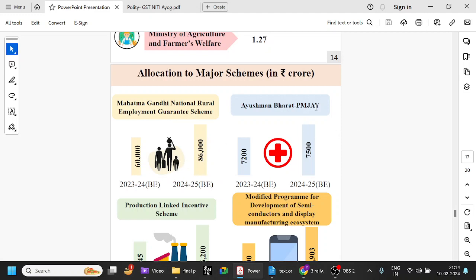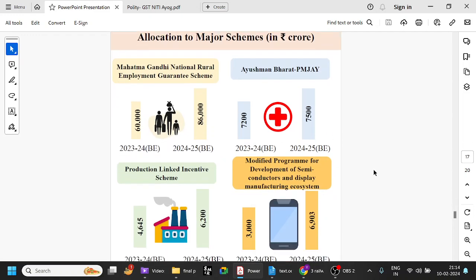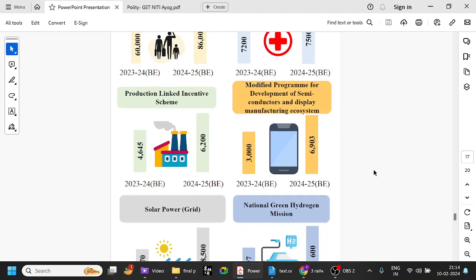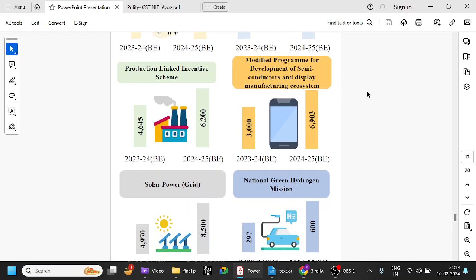Ayushman Bharat, Pradhan Mantri Jan Arogya Yojana, is also one of the flagship schemes of the central government, and you can see the allocation has increased. Then the production linked incentive scheme. If you are able to reach the targets of production, then you get some incentives, some tax rebates, to boost production. That has also increased to 6,200. And what is this? Semiconductors. If you are reading the newspaper regularly, we are trying to become self-sufficient in semiconductors, because a lot of it is imported, mostly from China. So there are a lot of efforts to become self-sufficient in production of semiconductors, and there has been an increase in budget allocation.